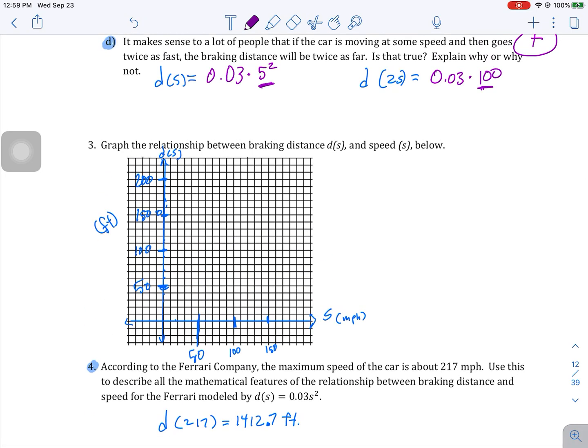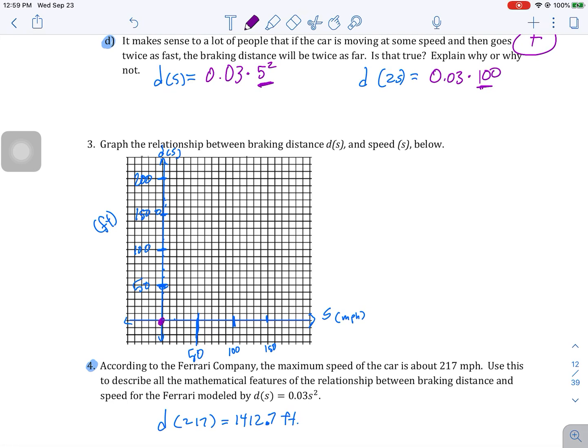And then they want a graph of the relationship between distance and speed. And you can plug in some numbers for that. It's kind of the way I would go. You can also use a graphing calculator to help come up with some figures, but some of the ones I got. So at 0, the origin is 1 point. The other one I had was 50, 75. So 50 was at 75, something like that. And at 100 was at 300.